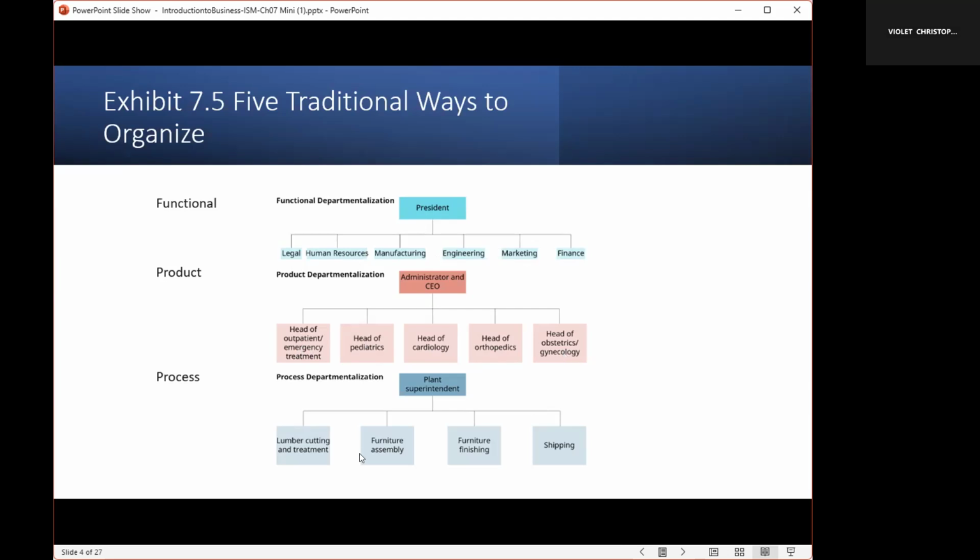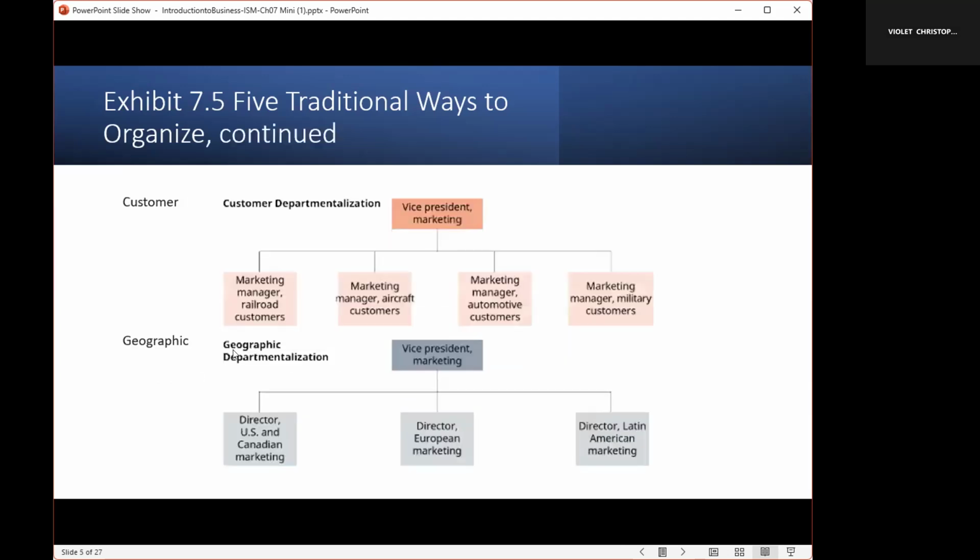If you would like to organize your company by process, in the case of a furniture making company, the processes would include lumber cutting and treatment, furniture assembly, furniture finishing, and shipping. Those are the first three.